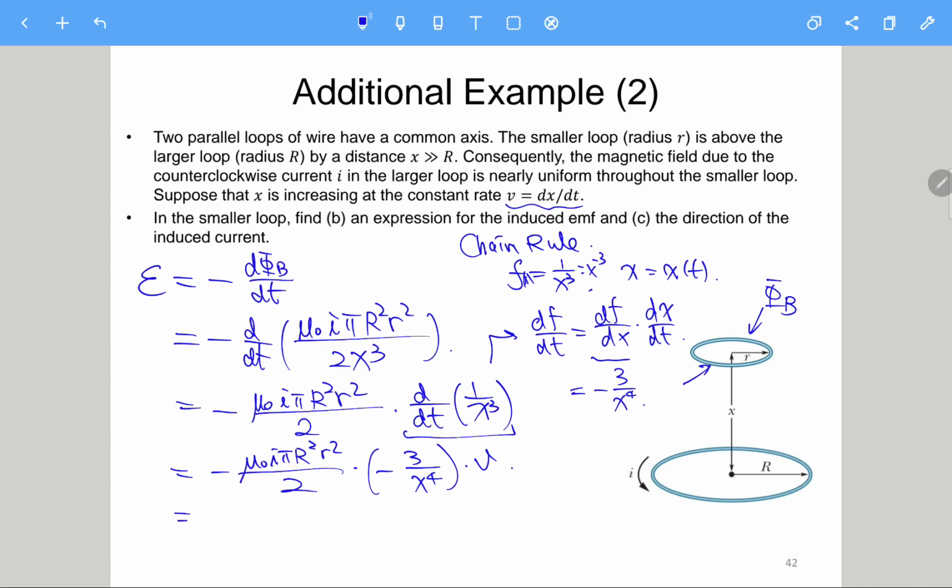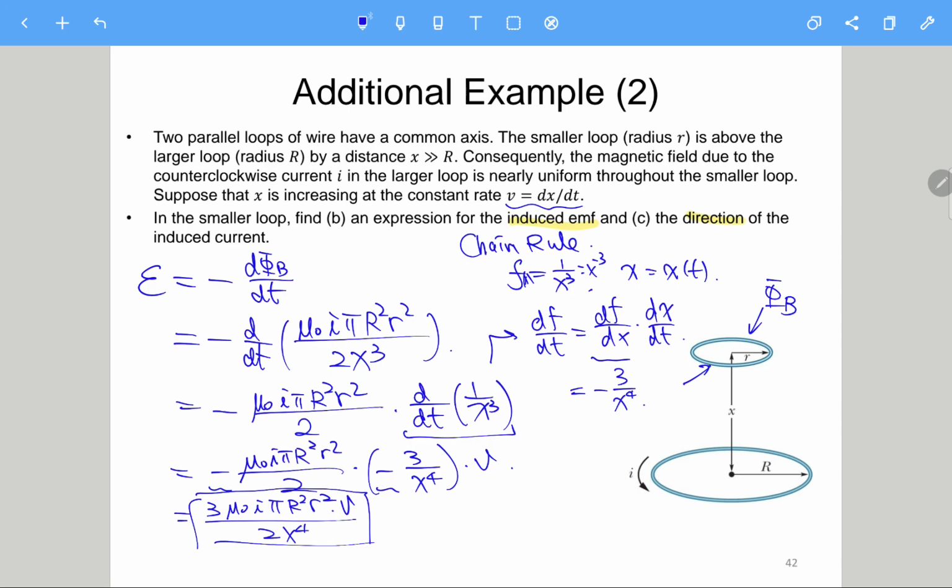We have two minus signs here, so it becomes positive. So we have 3 mu naught I pi capital R squared small r squared over 2x to the 4th power, times v. It is actually a long expression, but this is the final answer. This is the answer for part B, which is the induced EMF. Next we still need to determine the direction.